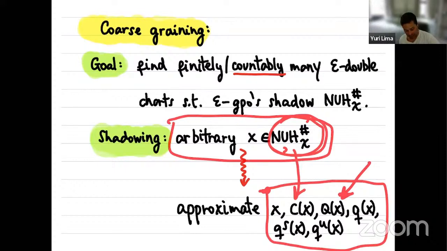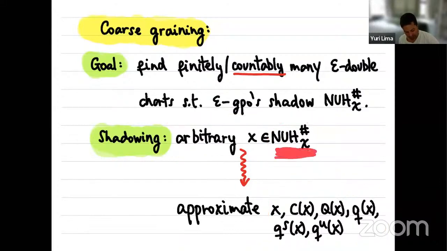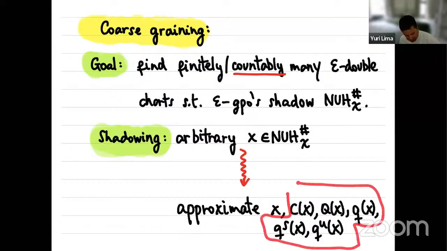So what do I mean? I mean that for every x in this set, I want to find a nearby y that has a nearby C of y, a nearby capital Q of y, small qs, and small qu. So now instead of only approximating x, which was enough for the uniformly hyperbolic context, I want to pass to a dense or sufficiently dense subset with respect to all of these parameters as well.